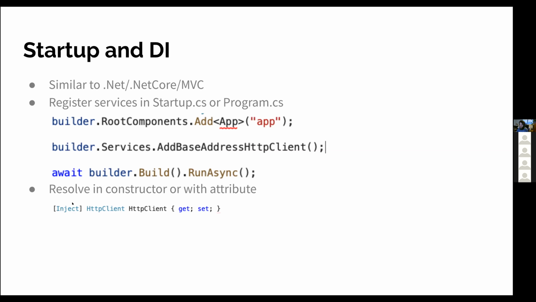And then when you want to get to them, you can use this @inject attribute. So to get your HTTP client, which you'll be using for any API calls, you do that, or you can put them in the constructor like you would with most other DI frameworks.